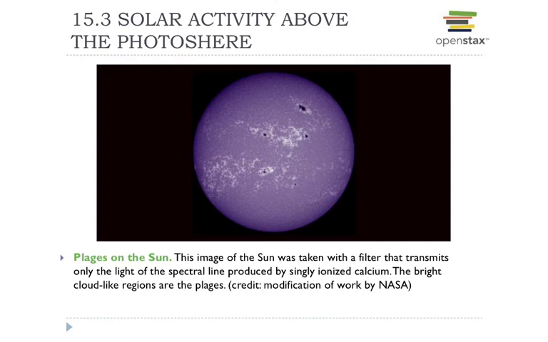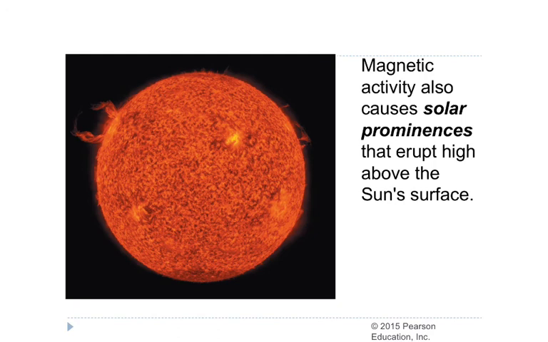Here's some more images, just kind of plages on the sun here. And so with the spectral lines, we see these ionized calcium there. So we see that there's also some activity here beyond the surface, beyond the photosphere. And let's take a peek at what exactly that is. So we see a lot of magnetic activity that will create these solar prominences. So here on the top left of the image, you see these flares that are going up extremely, extremely large above the surface.